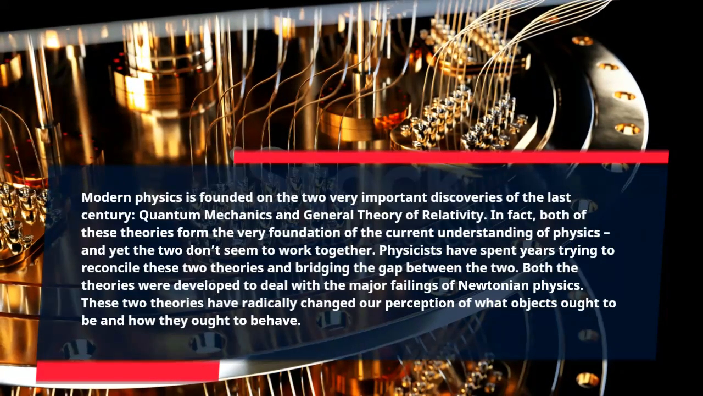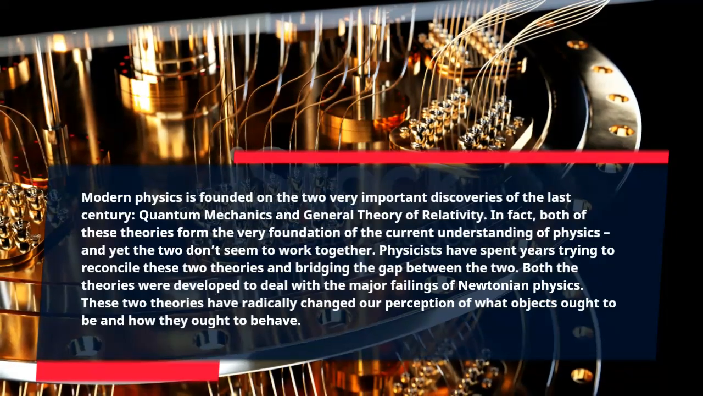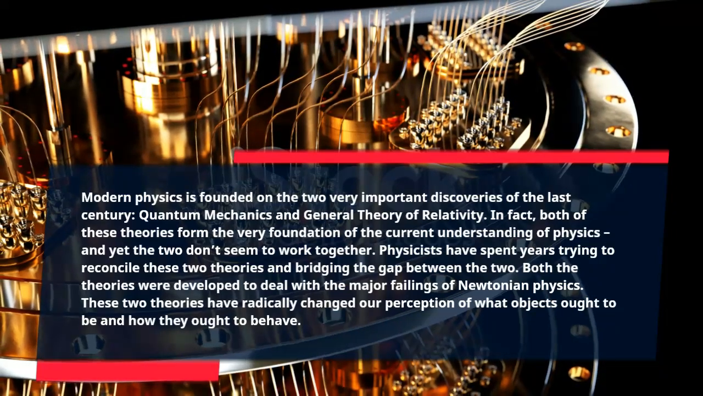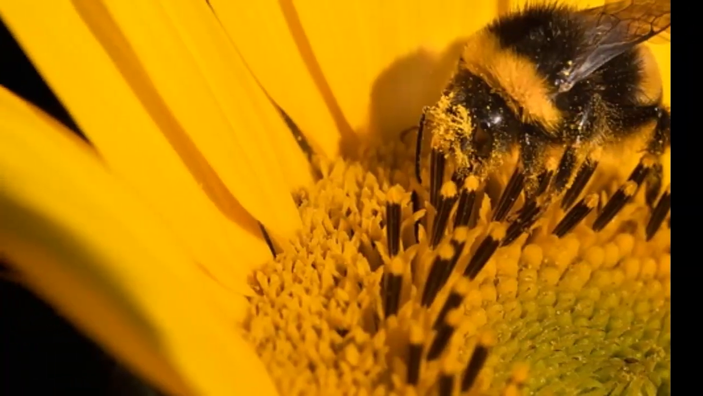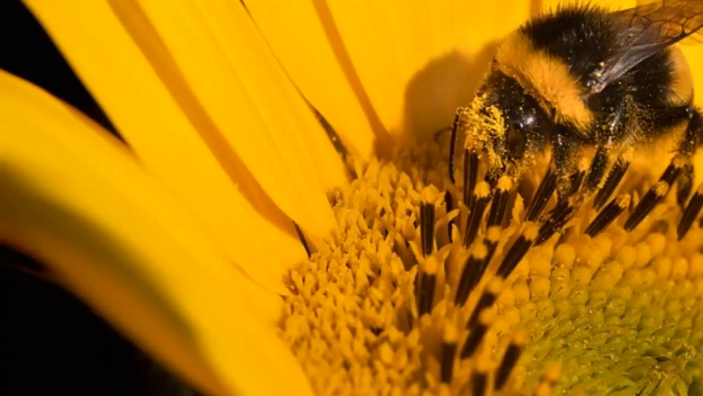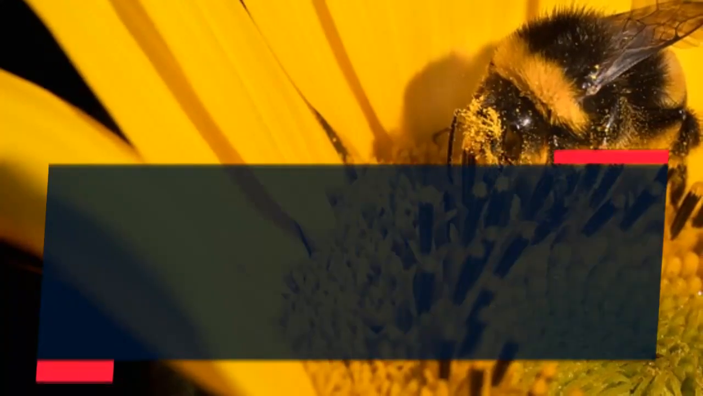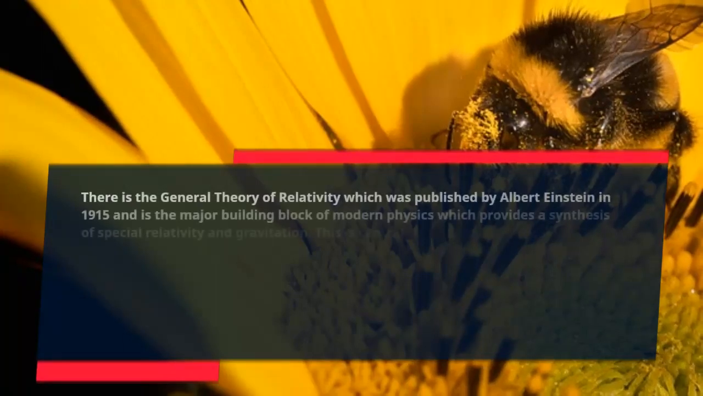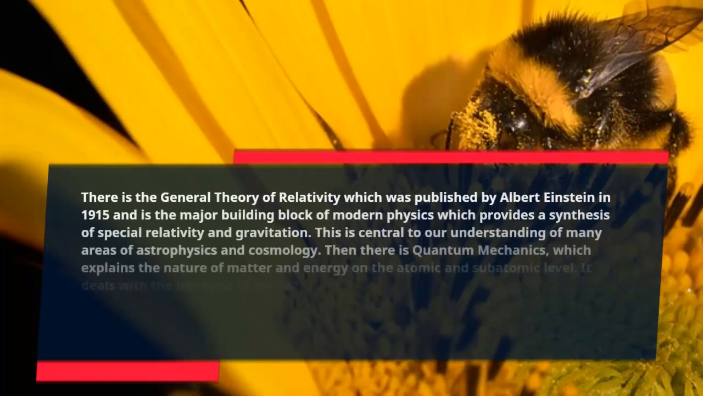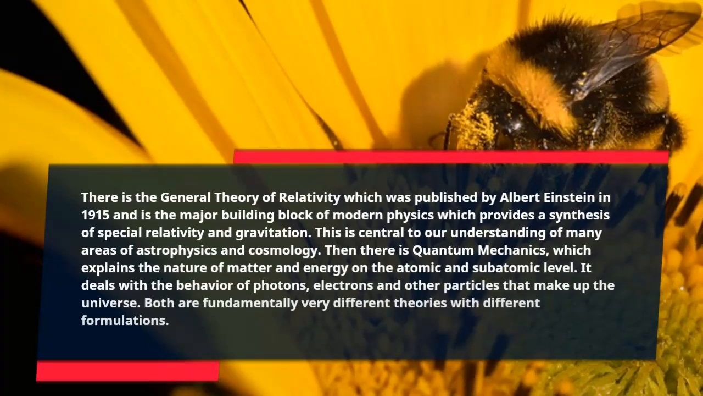Both theories were developed to deal with the major failings of Newtonian physics. These two theories have radically changed our perception of what objects ought to be and how they ought to behave. There is the general theory of relativity, which was published by Albert Einstein in 1915 and is the major building block of modern physics, which provides a synthesis of special relativity and gravitation. This is central to our understanding of many areas of astrophysics and cosmology.